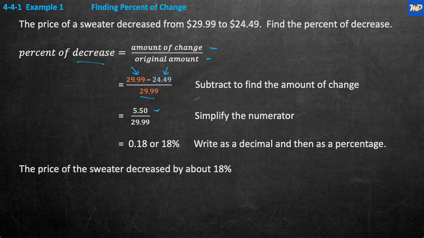$5.50 is the difference between $29.99 and $24.49. $5.50 divided by $29.99. Okay, what do we get? We get 0.18 or 18%. So the price of the sweater decreased by about 18%.